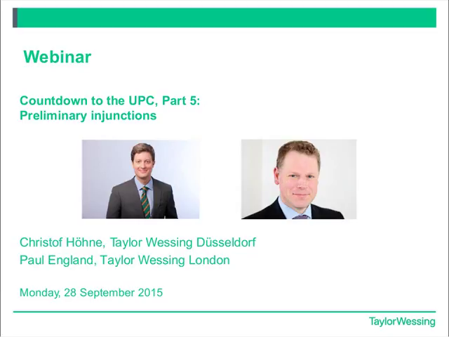Now, if you've joined us for previous webinars, you'll know that we've dealt with more structural issues around the court, such as its competence, decision-making, and its role in the wider patent litigation context. And we've also looked at the unitary patent itself. Now, this week in this presentation, we're going to focus on the very important question of what the court can do for its users, in particular in the form of preliminary injunctions.